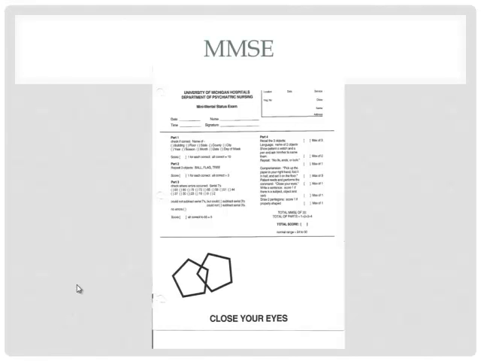So again, here's an example of a mini mental status exam. This is from the University of Michigan. If you have somebody and you're wondering, is this person becoming demented, or perhaps you're worried about whether or not they're able to function with their daily living, their activities.